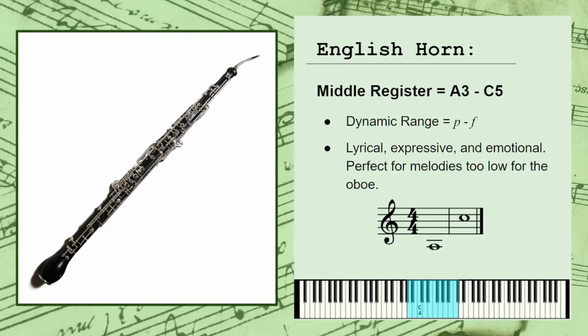The middle register spans from A3 to about C5, or the A just below middle C, to the C an octave higher than middle C. And it has a general dynamic range of piano to forte, or soft to loud. This register is remarkably similar to the oboe's own middle register, with all of the same lyrical, expressive, and emotional qualities that make it a prime candidate for introspective melodies, but with a slightly darker and mellower quality than can be achieved with the oboe.